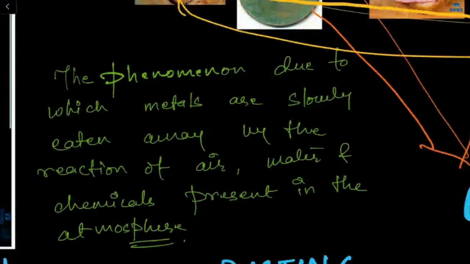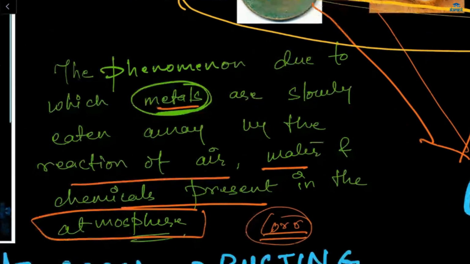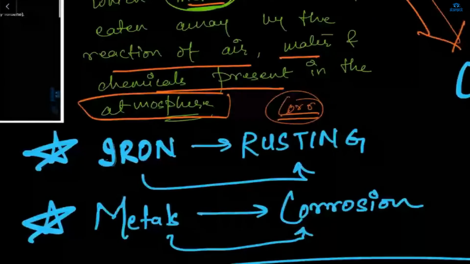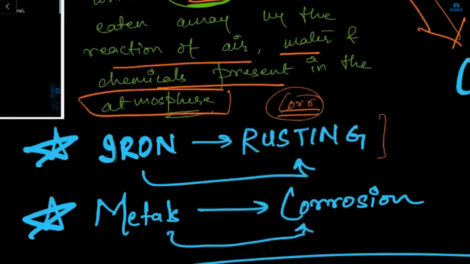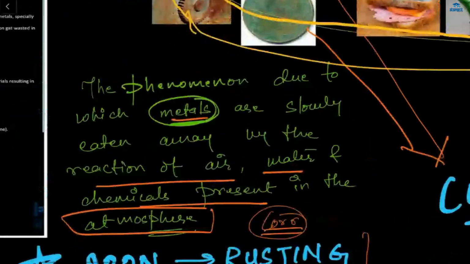It's okay. So the phenomenon due to which metals are slowly eaten by the reaction of air, water, and chemicals present in the atmosphere is known as corrosion. It means, see, for iron we used to say rust, but for any metal we say corrosion. For iron we specify the word rusting, but for metals, we use the word corrosion. Let's say if in a terrace I put some metals, what is happening to that metal? Slowly, that metal is eaten away by the reaction of air or water.